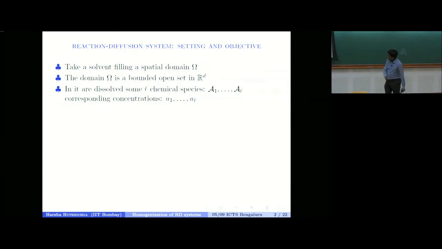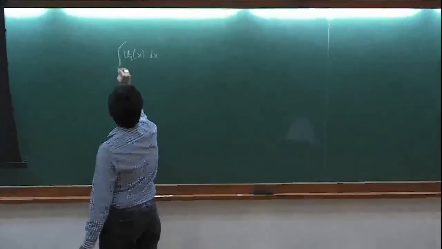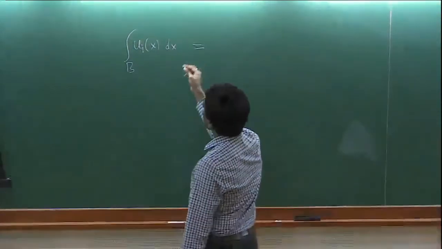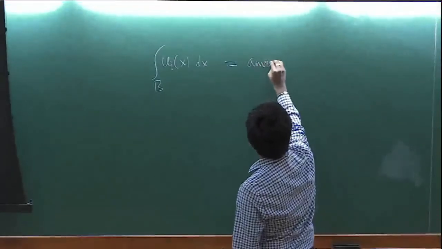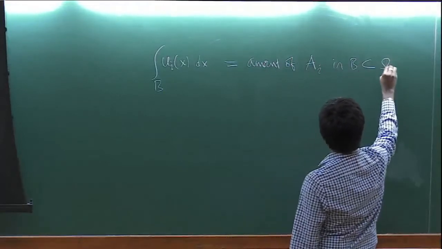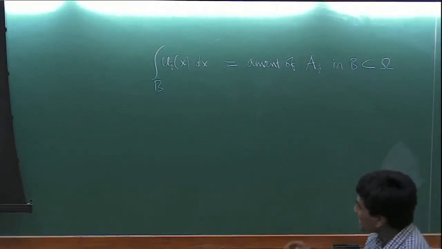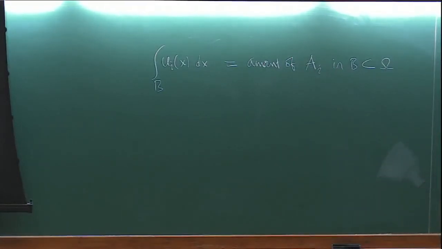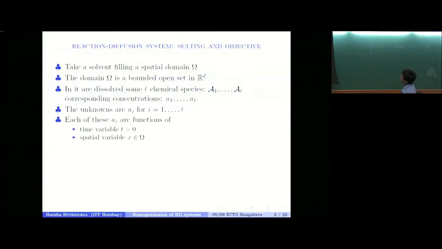If you want to know the meaning of this concentration UI, say this is a function of space, and if you integrate over some domain, this will give you the amount of that species, say AI, in that region B. That's the way you should understand it, and these are all non-negative functions. So there are L unknowns, these UIs, and these are the independent variables. These concentrations are functions of the time variable and the spatial variable.